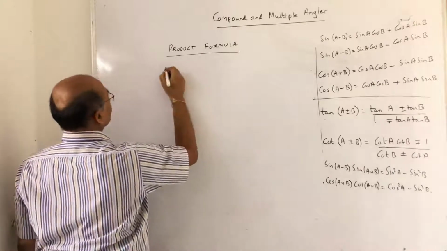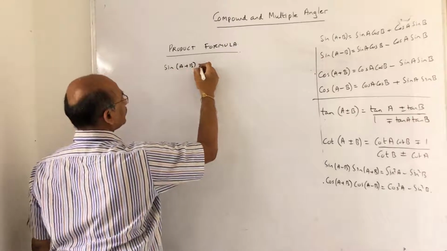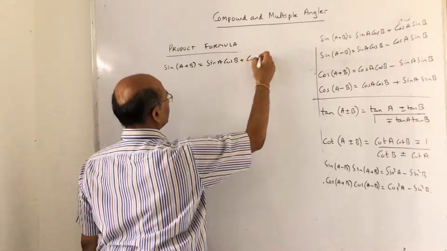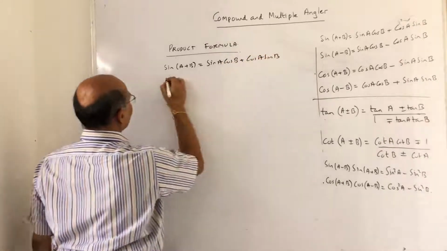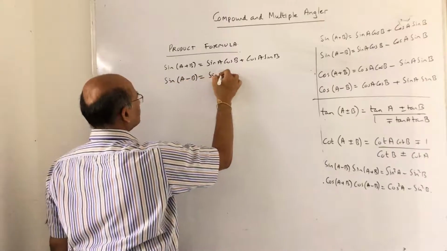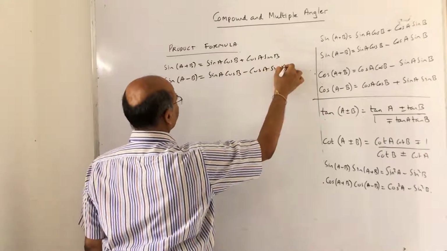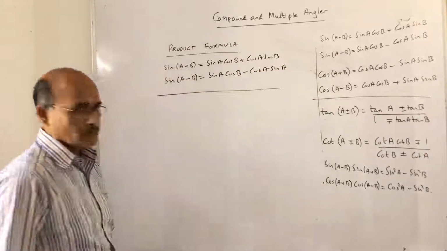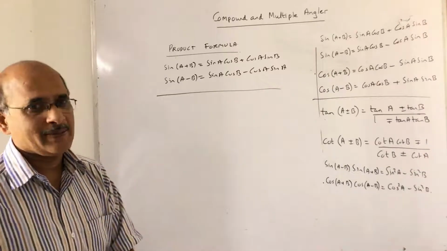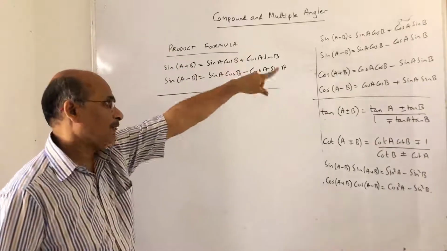So first case, let us see. Sine of A plus B is equal to sine A cos B plus cos A sine B, and sine of A minus B is equal to sine A cos B minus cos A sine B. Now I am deriving the formula here. This derivation is not in the scope of the syllabus, but just to learn. If you forget the formula, you can derive it this way.